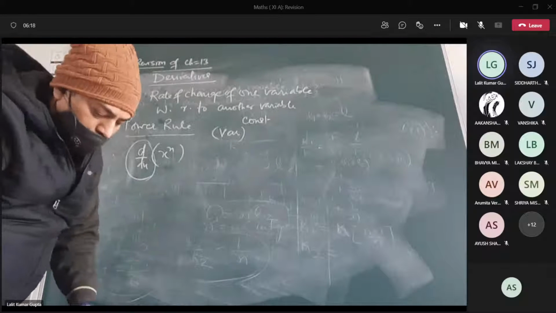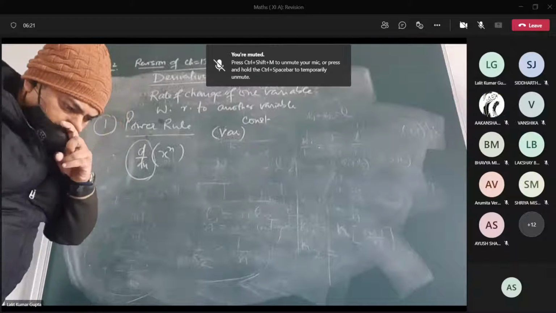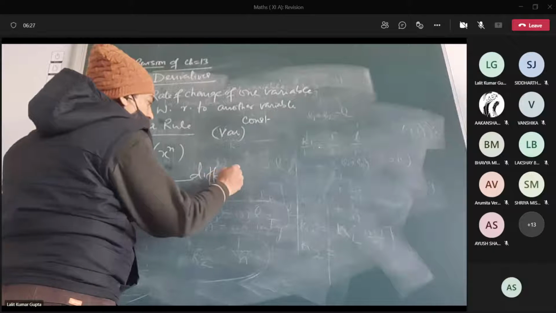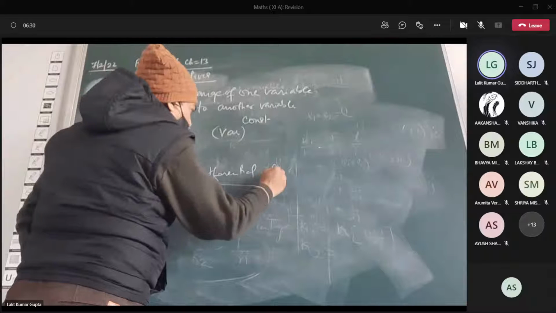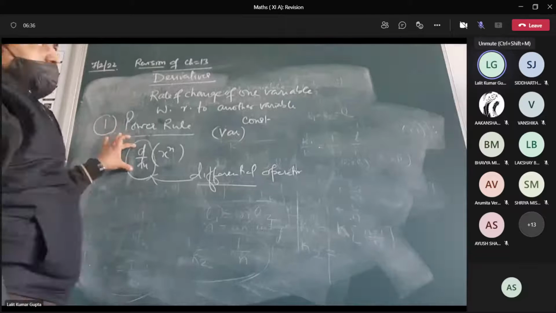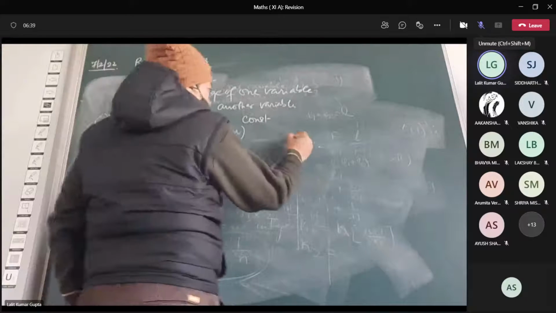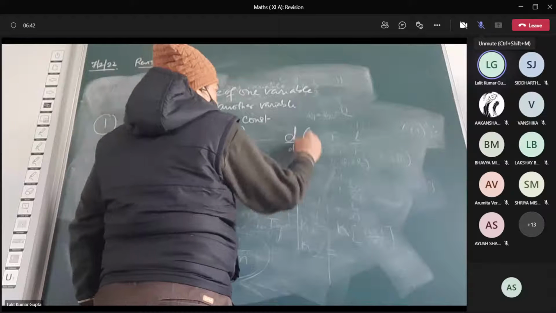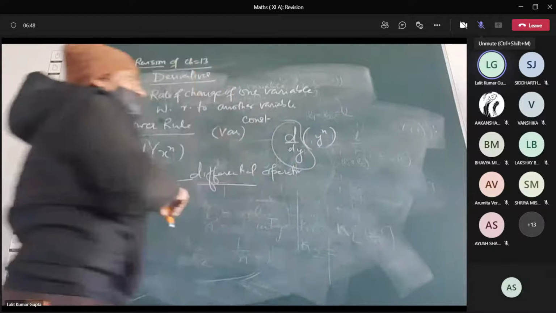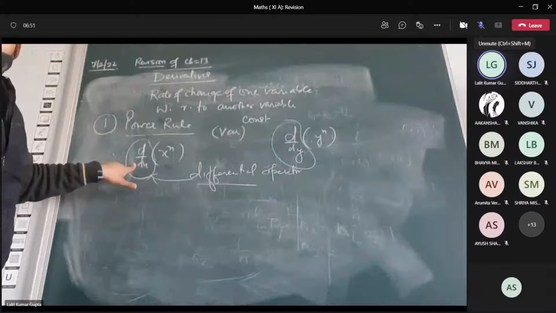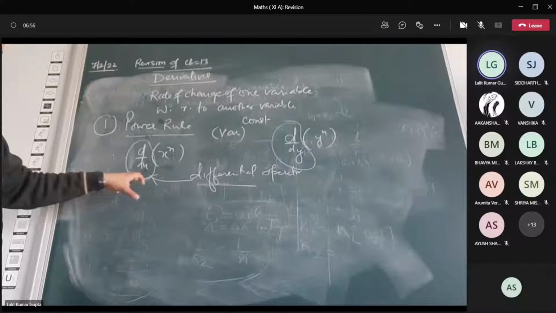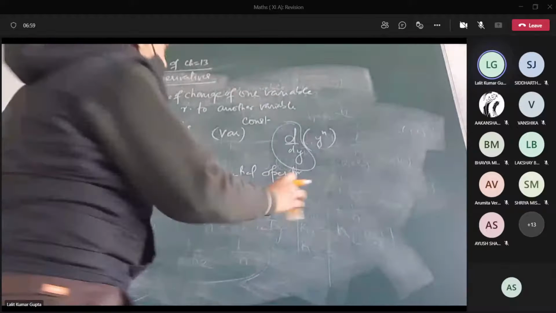Yes beta, say it. The differential operator. Yes, very good. This is known as the differential operator, beta. Remember this terminology. If somewhere I am writing d by dy of y raised to the power n, again this is known as the differential operator. This is the machine which is differentiating this with respect to this variable. You can call it a machine, okay?